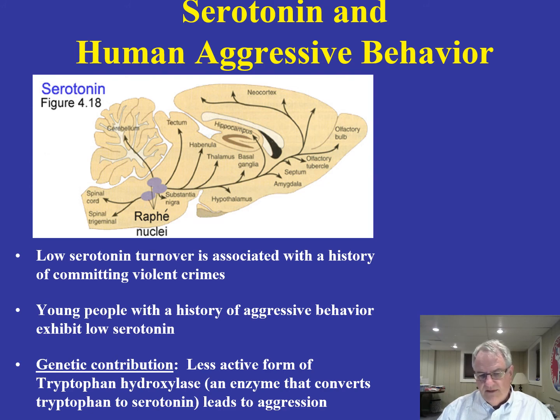So again, they don't have as much serotonin because of this enzyme that is not very active, not very efficient in terms of converting tryptophan into serotonin. So they have lower than normal levels of serotonin, and they have heightened levels of aggressive behavior. So again, there's reason to think that what we see in lower animals may be related to what we see in the case of human beings.